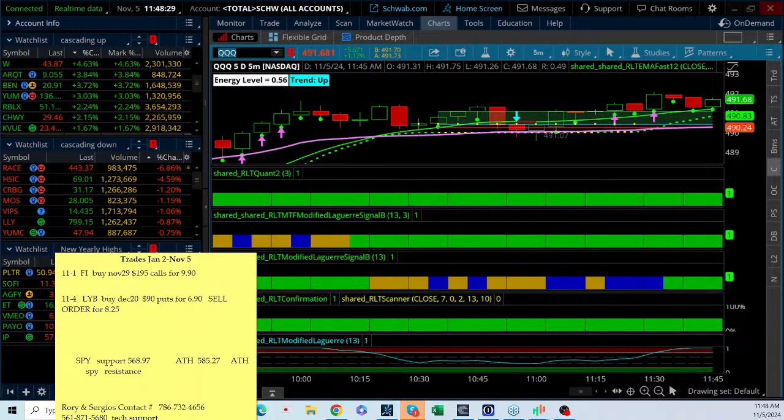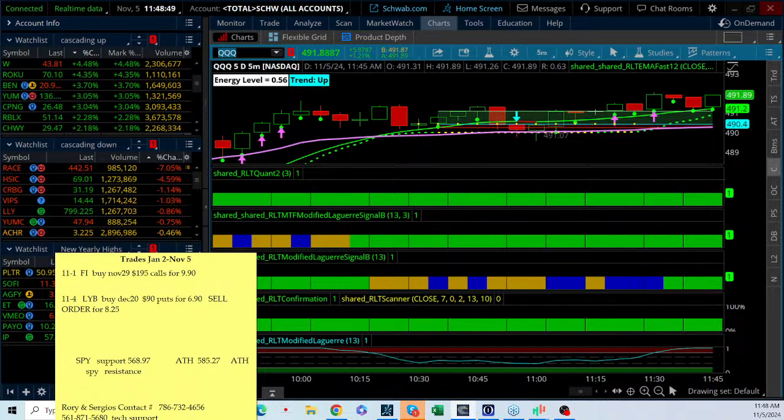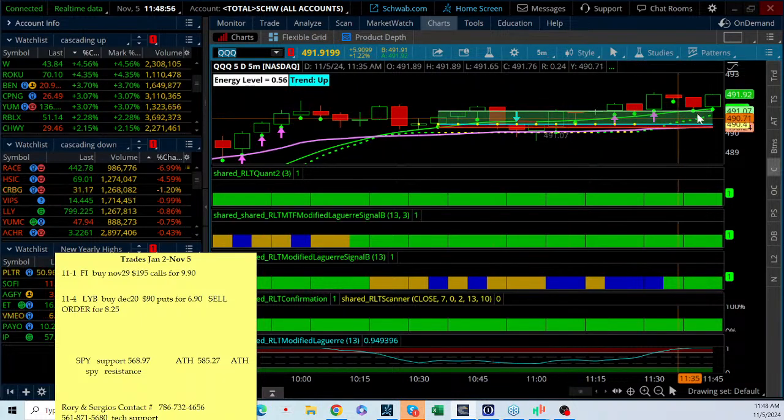Be fairly passive as far as your targets are concerned. If you take the Qs here, they're moving up pretty nicely. But that's a nice little move right in the Qs.